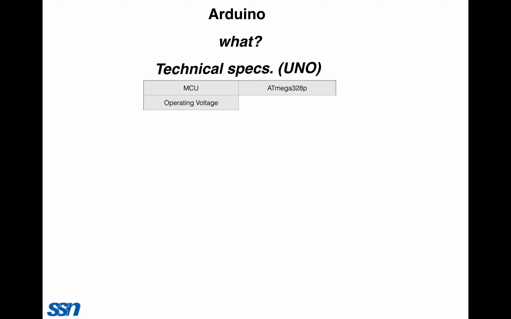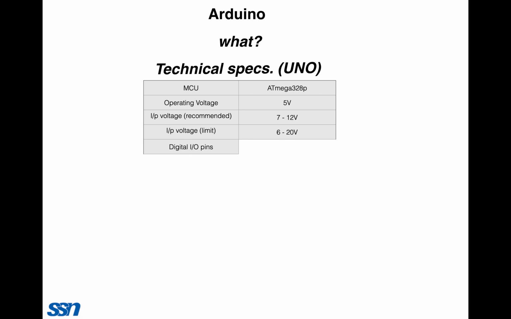Alright. The operating voltage is only 5 volts. The recommended input voltage is between 7 to 12 volts. The input voltage limit is between 6 to 20 volts. It has 14 digital input output pins, of which 6 provide support for PWM or pulse width modulation, and it has 6 pins for analog support. And the DC current per input output pin is only 20 milliampere.